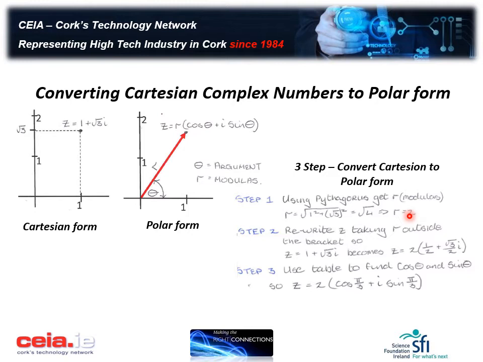Step 1 done. Step 2 then is to rewrite the complex number in this form by taking the modulus outside of the bracket. So we start with z is equal to 1 plus root 3i, and then we take the modulus outside the bracket, so we end up with z is equal to 2 times (a half plus root 3 over 2 i), close brackets.